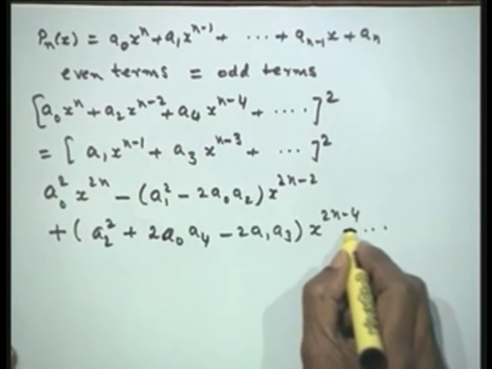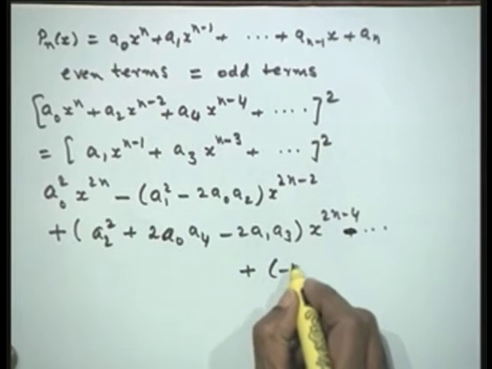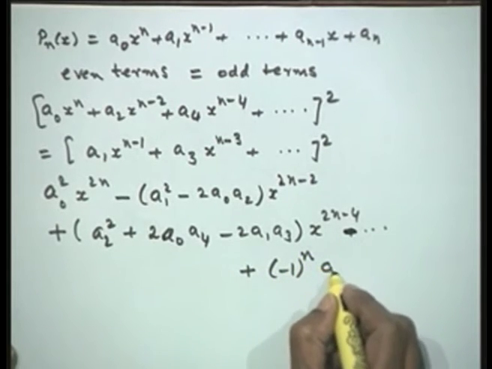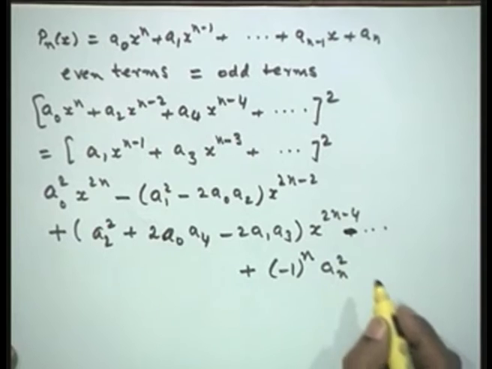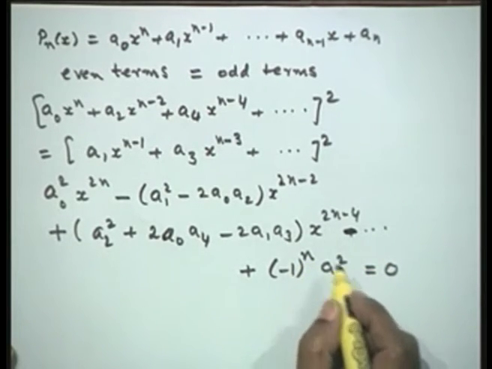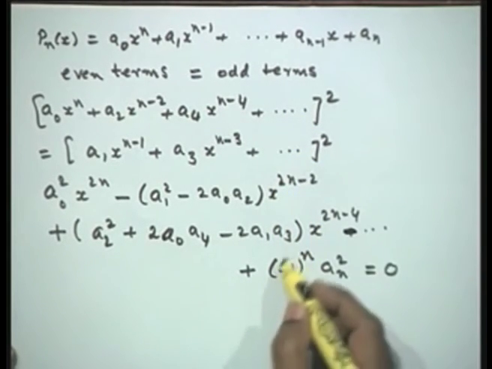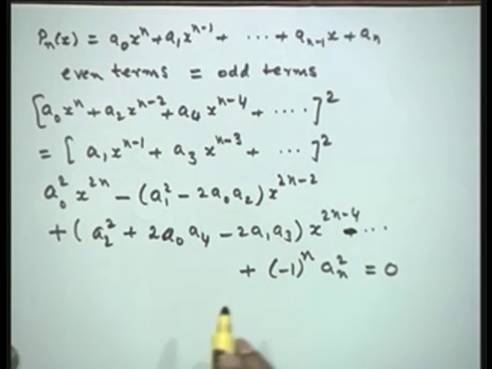plus and so on, alternately positive and negative, and finally we will end up with minus 1 to the power of n a n square is equal to 0. Now we have put minus 1 whole square a n square, depending on whether we have got even terms on the left or odd terms on the right, the suitable sign of this is taken care of.